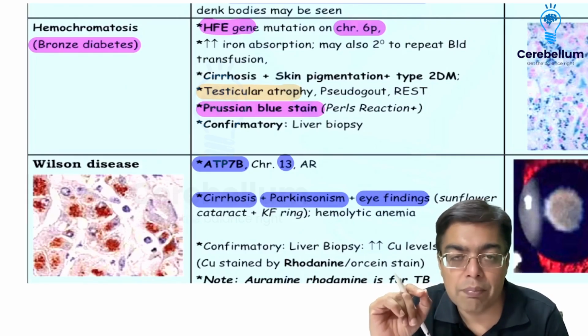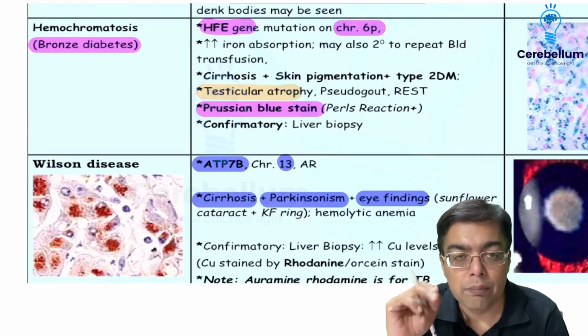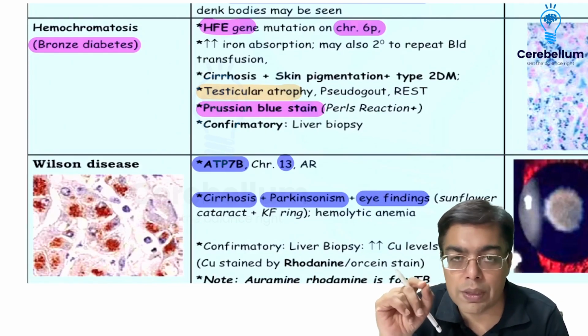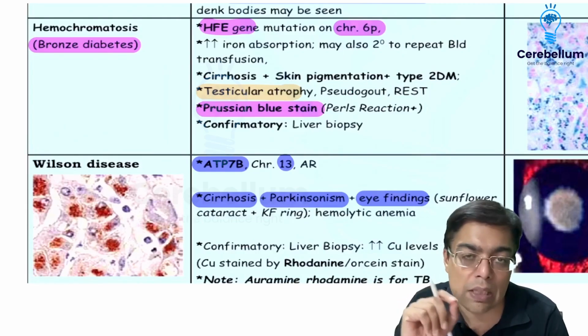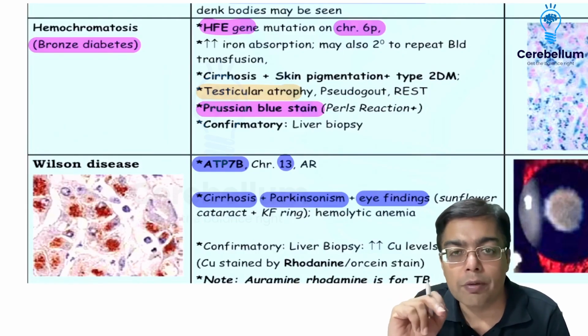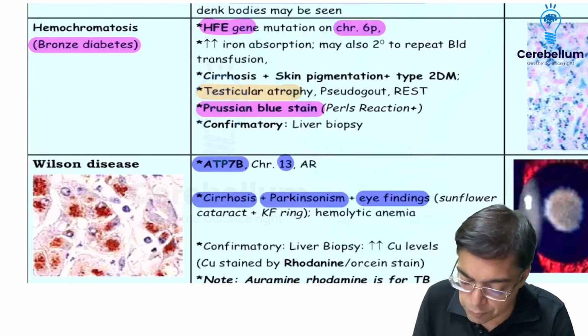Patients can also have a development of hemolytic anemia in this condition. Please remember the fact, even though it is a copper overload condition, serum copper is not useful. I repeat that serum copper is not useful for making a confirmatory diagnosis for this condition. So how will you confirm your diagnosis?